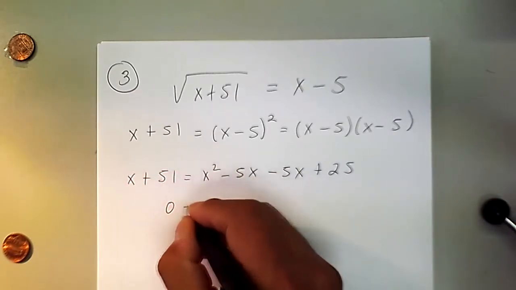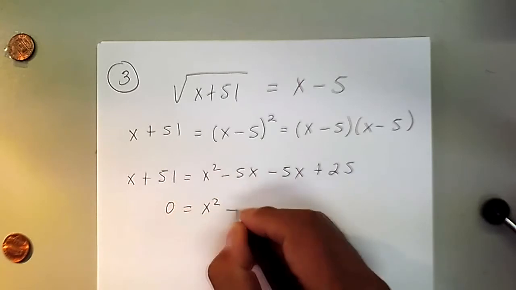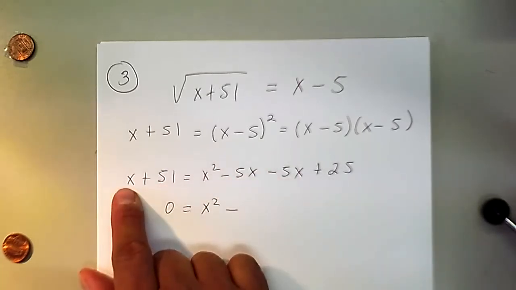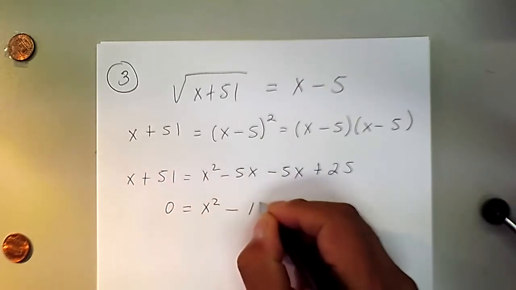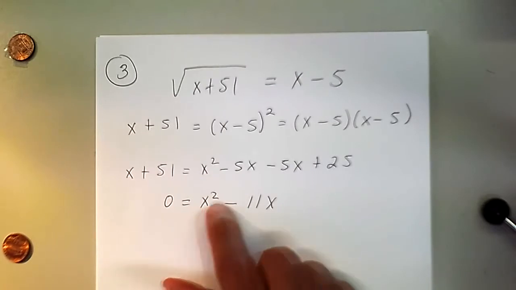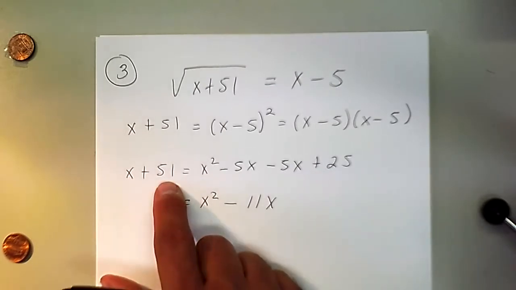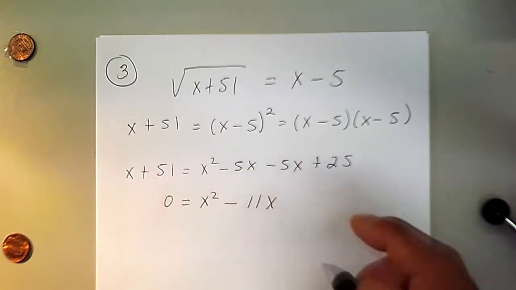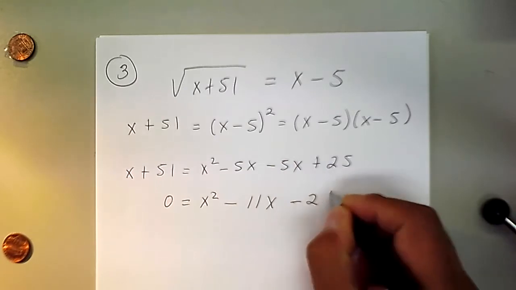So 0 equals x squared minus, remember, that is negative 10x. We're going to subtract an additional x. So now we have 11x that we're subtracting from x squared, plus 25. And we've got to subtract 51 from it. 25 minus 51 is negative 26.